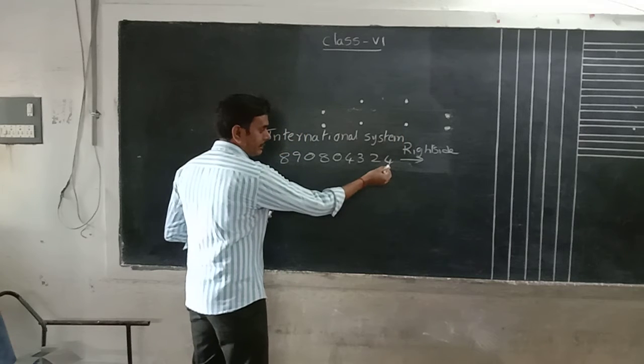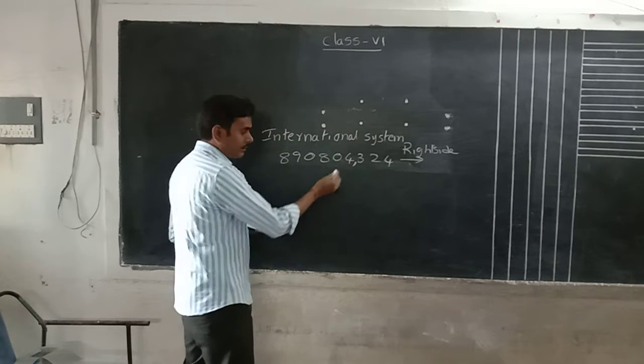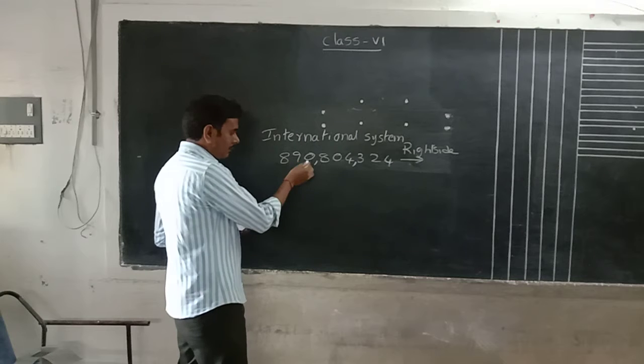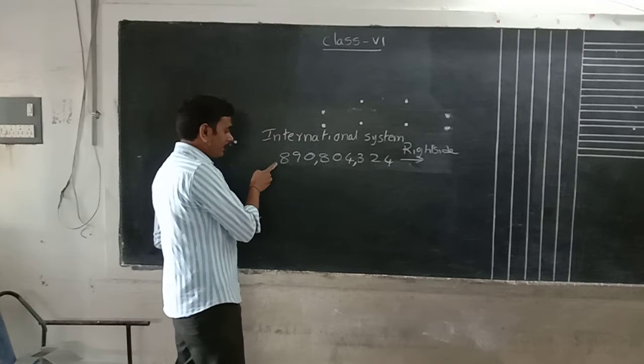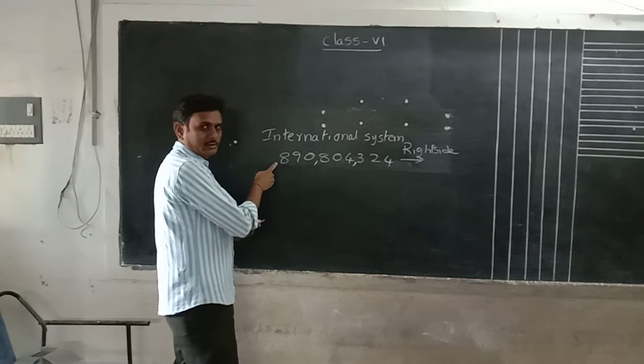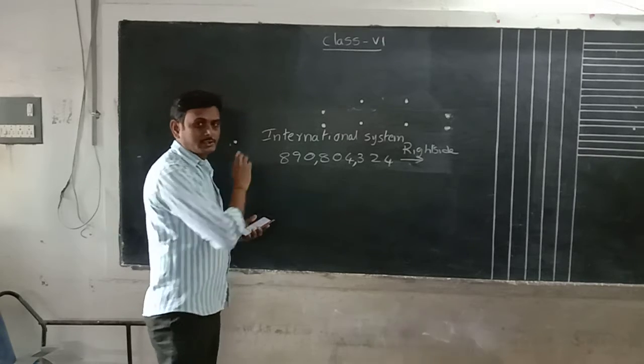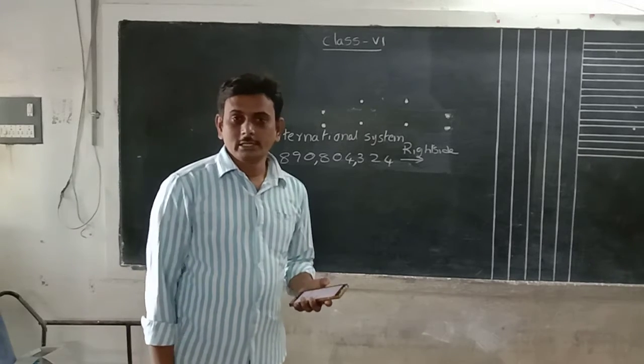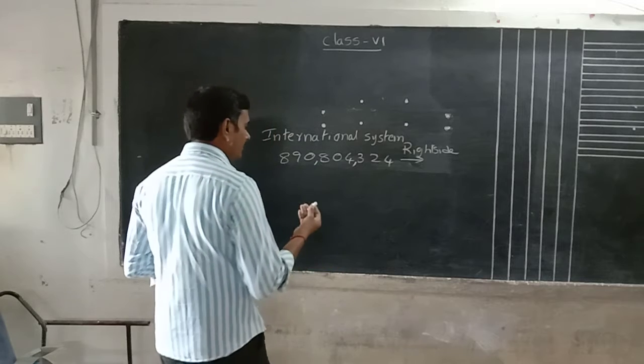For every three digits: 1, 2, 3, comma. 1, 2, 3, comma. 1, 2, 3, comma. I did not mention a comma here, because 8 is the last digit of this number. After the last digit we can't mention a comma.